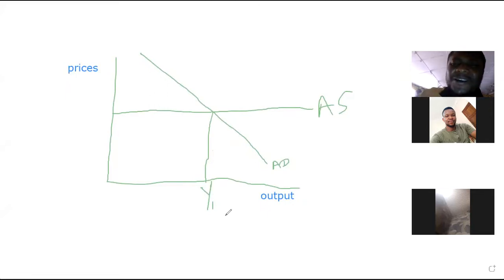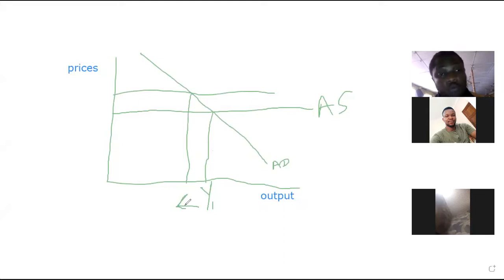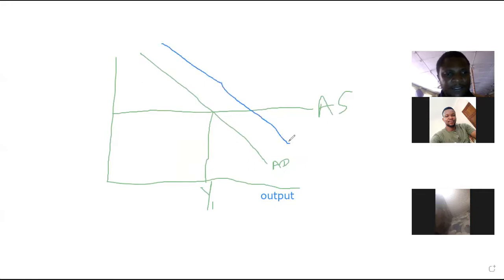Keynes now said that for you to cause economic growth is not by increasing aggregate supply. Because if you dare increase aggregate supply, what happens? Output will decline. Keynes said, no, you can't do that. But the only thing you have to do is to increase what? Aggregate demand. By causing the aggregate demand to increase. Look at it.